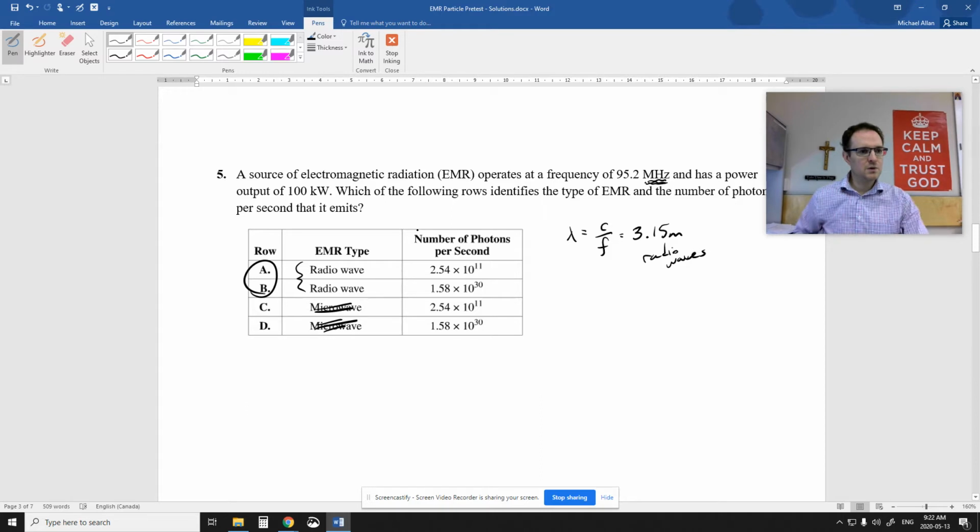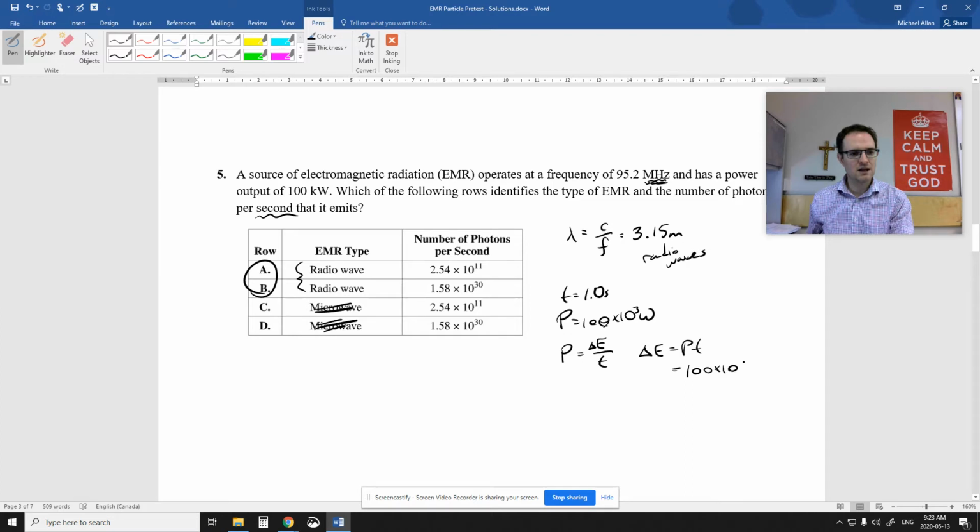So what are the number of photons here? So to figure out the number of photons, first of all, it says per second. So time is going to be 1 second. Power, that's capital P, is going to be 100 kilowatts. So I'll just change it to regular watts right here. And then the energy, using the power formula, E over t, change of energy, which is going to be power times time, is just times 1. So it's going to be 100 times 10 to the 3 joules. Okay, so quite a lot of joules here.